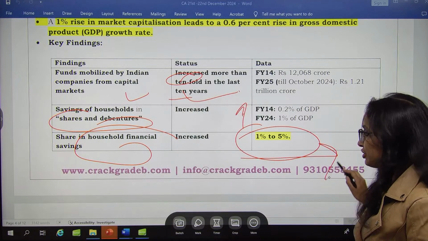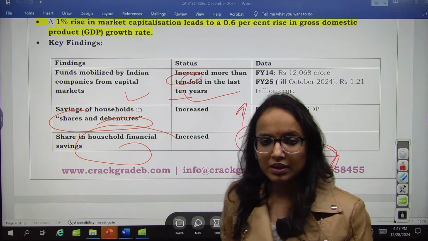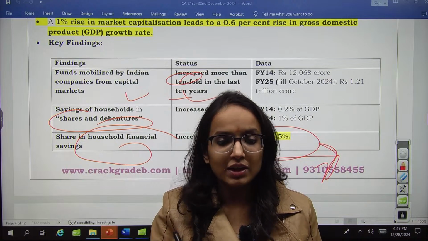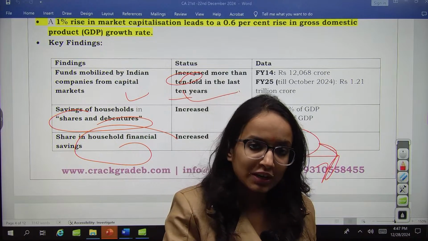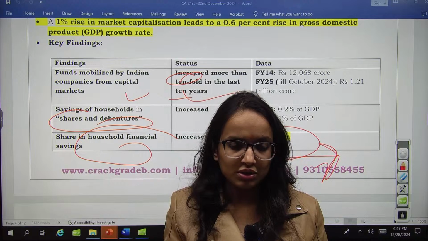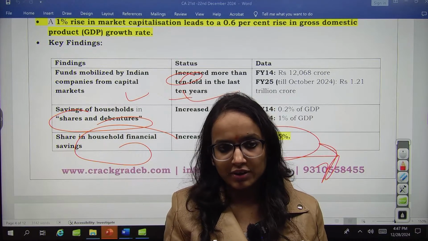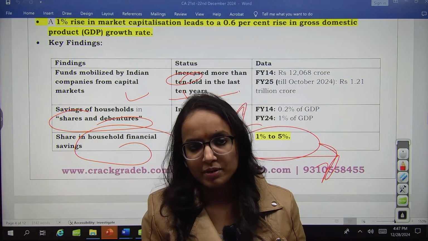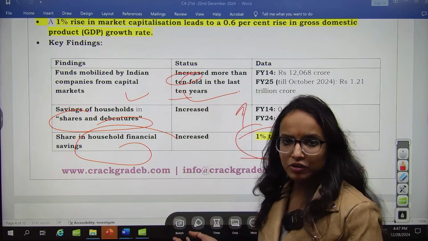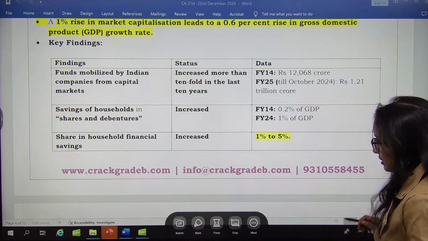Remember, that shows financial saving is there. And when household saving is being mobilized to financial saving via these institutions or capital markets, that actually leads to investment, right? So that saving is useful for the economy. And when there will be investment, you will have an option to expand your market cap as well.